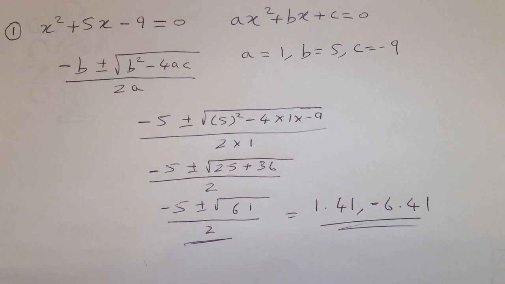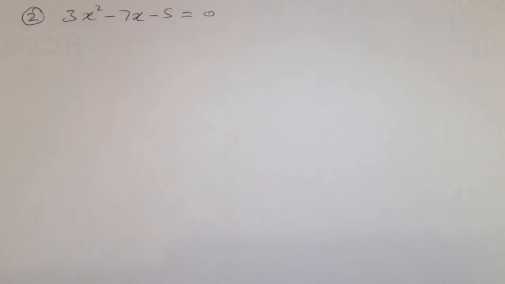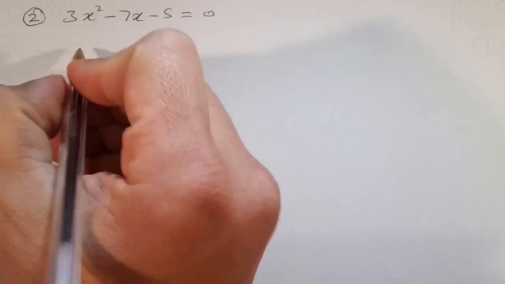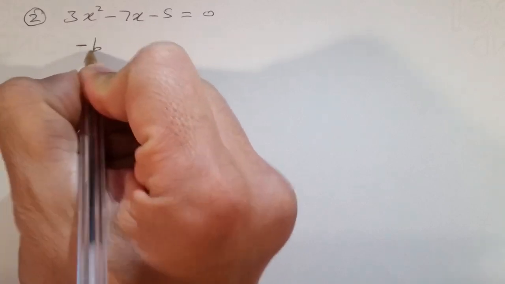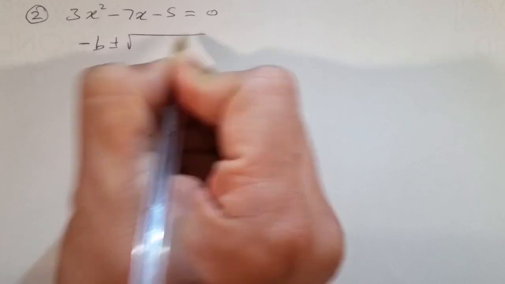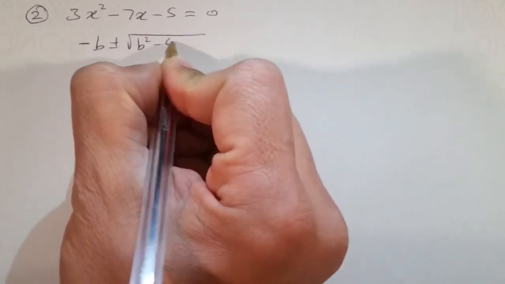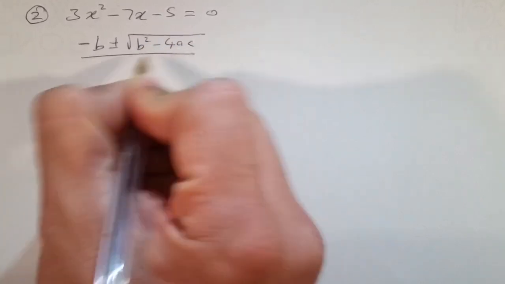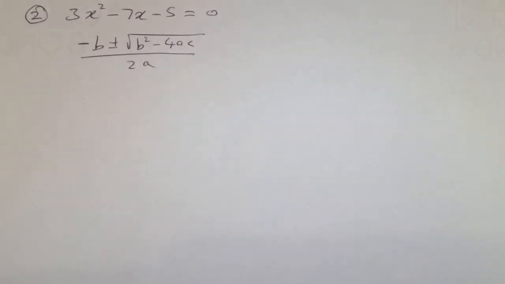I'm sure you have an idea of how this works. Let's go for the next one now. The second question is 3x squared minus 7x minus 5 equals 0. Again, we can't factorize it manually, so we are using the formula. Always try to write down the formula: minus b plus or minus root b squared minus 4ac over 2a, finding the value of x with that.